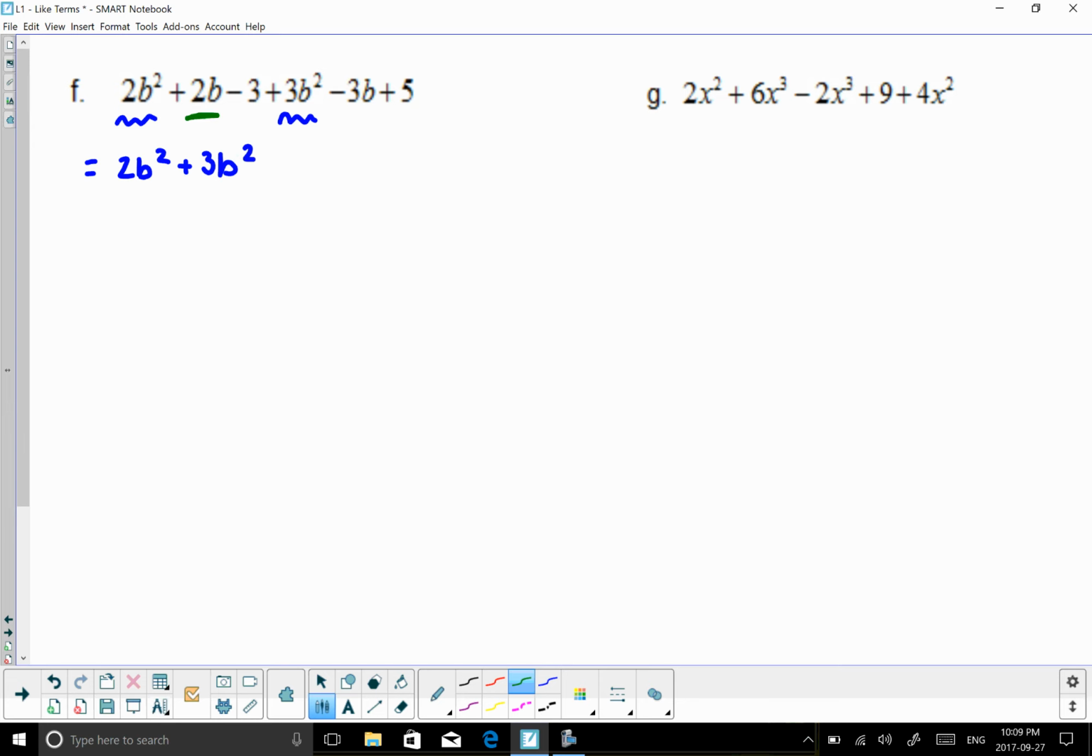Now I have 2b. And I'm going to look for anything with a b on its own. And here's another b. So I'm going to write those down. When you write them down, you take the sign that's in front of the number with it. So that's a negative 3b. So you notice the sign that's in front of it always goes with it. And last, what we have here is negative 3 and positive 5. So again, notice I'm including the sign in front of it with it.